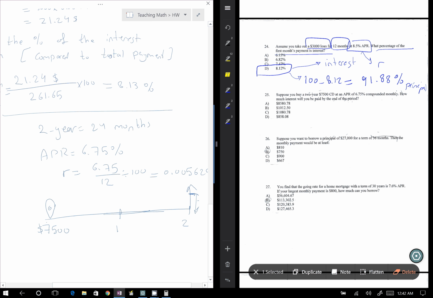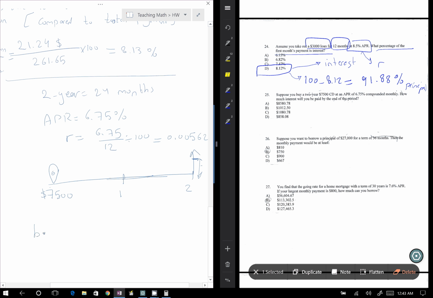So the balance is equal to the principal multiplied by 1 plus r to the power t. Simple. There's no monthly payment, so there's no reason for this to be complicated. So we have 7,500 multiplied by 1.00562 raised to the power 24. Beautiful.